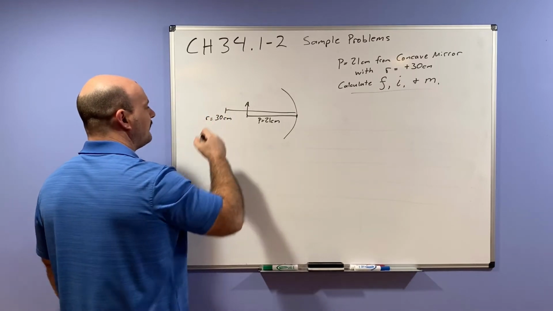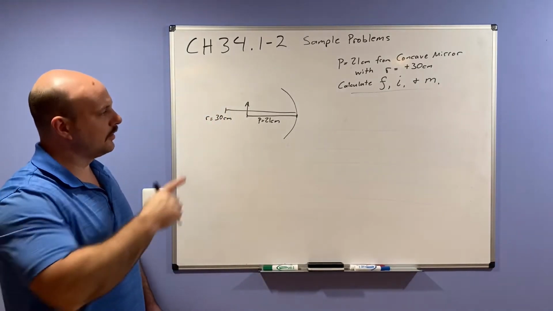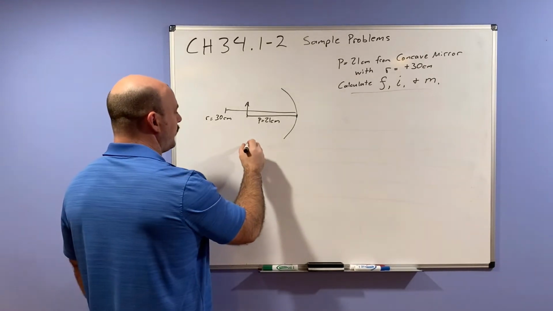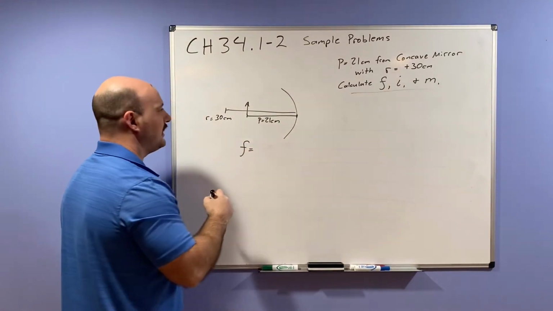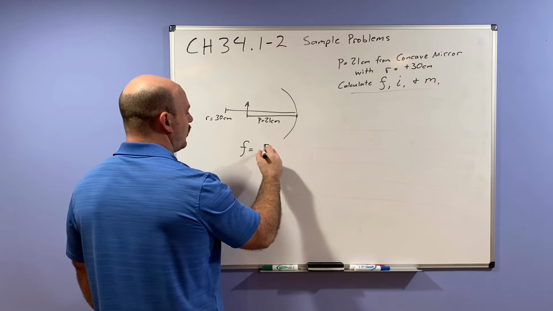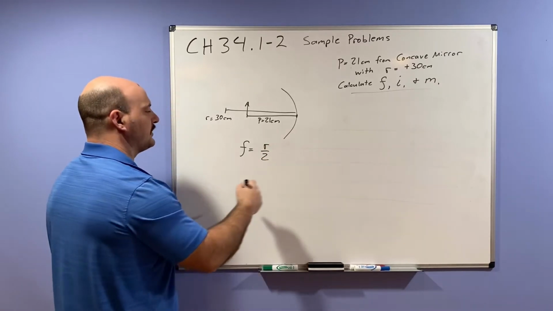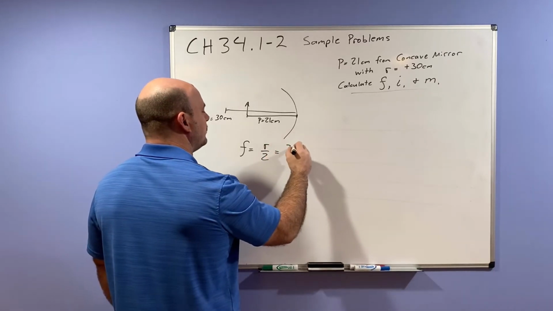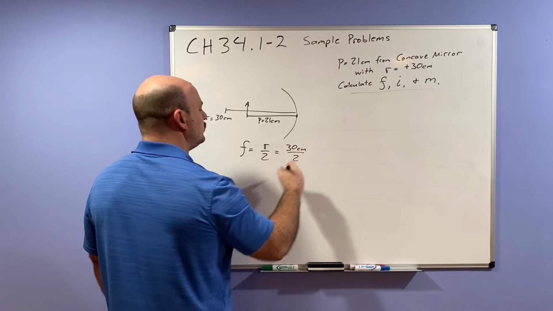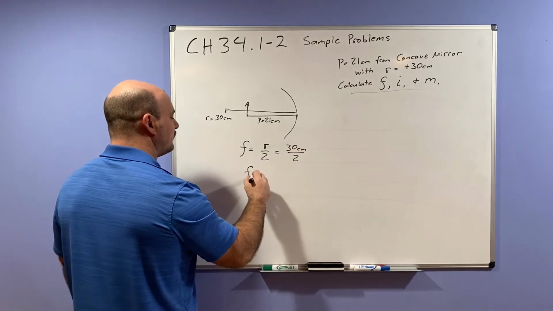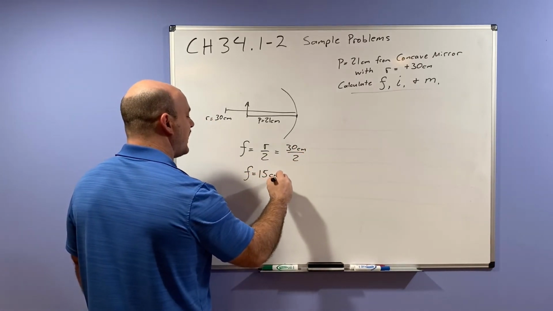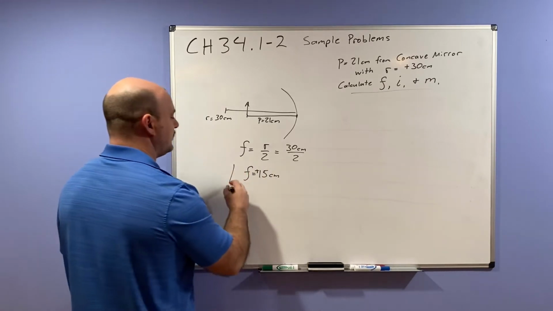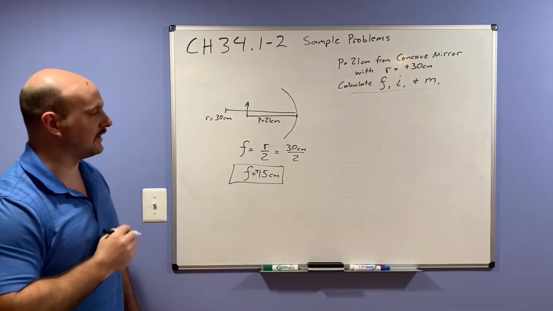Okay, so the first thing we have to do is find the focal length. Remember, the focal length for a concave or convex mirror is just R over 2. So that's pretty simple. The focal length would be 30 centimeters divided by 2, so the focal length is 15 centimeters. It's a positive value, positive 15 centimeters. There's our focal length. Pretty straightforward.